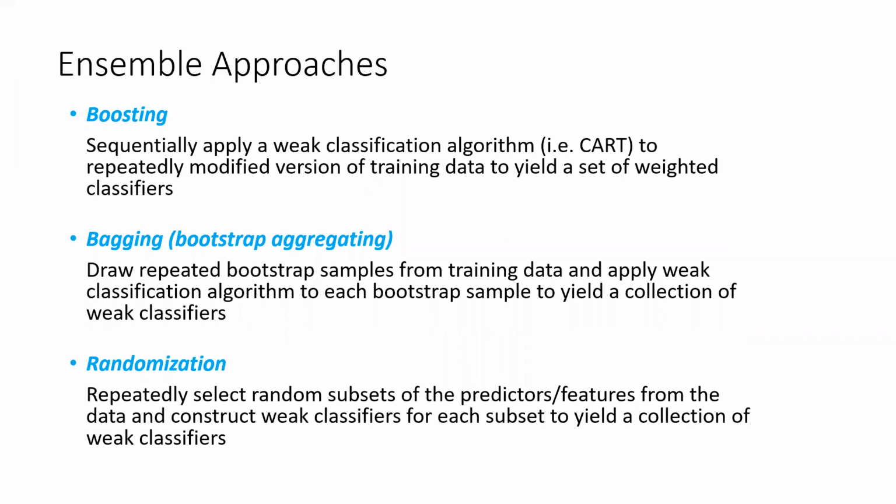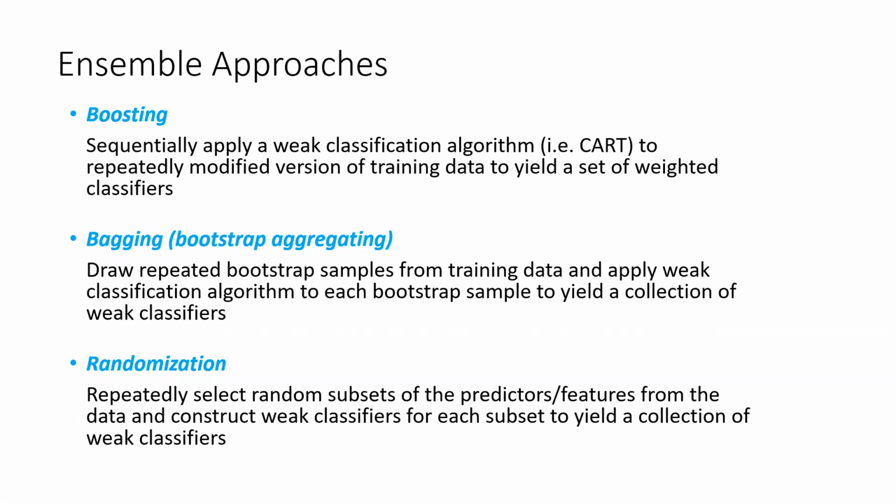So boosting, what we do is we sequentially apply this weak learning algorithm, so CART, to modified versions of our training data to yield a weighted set of classifiers. That sounds like a lot of words, and I know I just read it off the slide. We'll talk about what that means in a minute. In the case of bagging, bagging means bootstrap aggregating. So we're going to draw bootstrap samples from the data and apply weak classifying algorithms to each of our bootstrap samples so that we get a collection of classifiers.